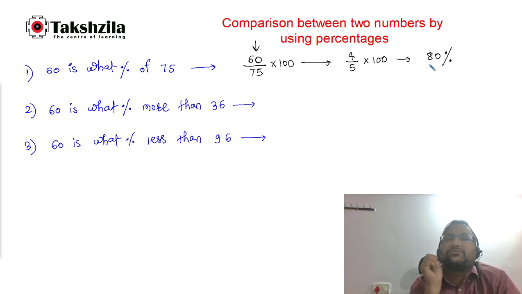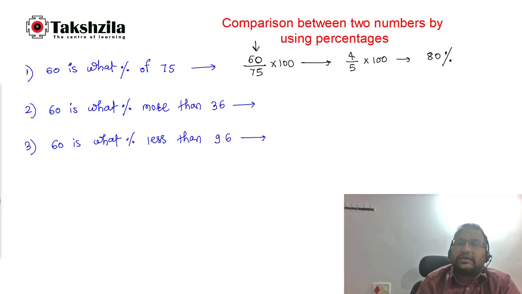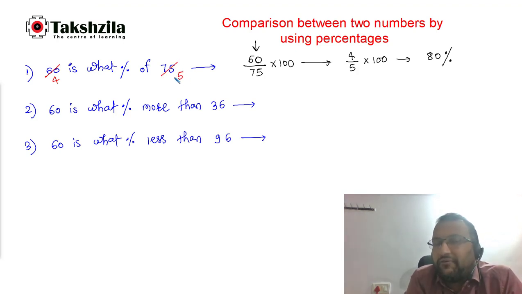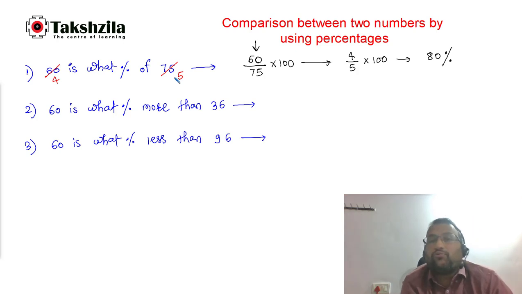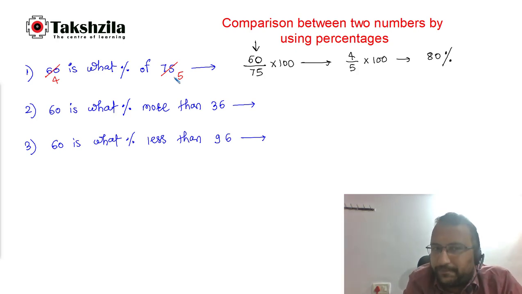Or instead of this, what you can do is you can convert this percentage question into ratio. 60 is what percentage of 75 is as good as, take a ratio of 60 and 75, that is equal to how much? 15 into 4 and 15 into 5. So 60 is what percent of 75 is as good as 4 is what percentage of 5. That is 4 by 5 is 80 percentages. This is first type of statement.